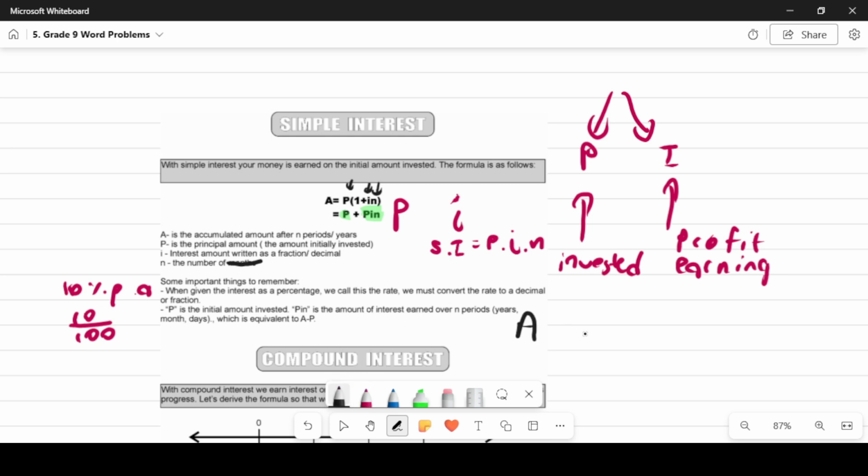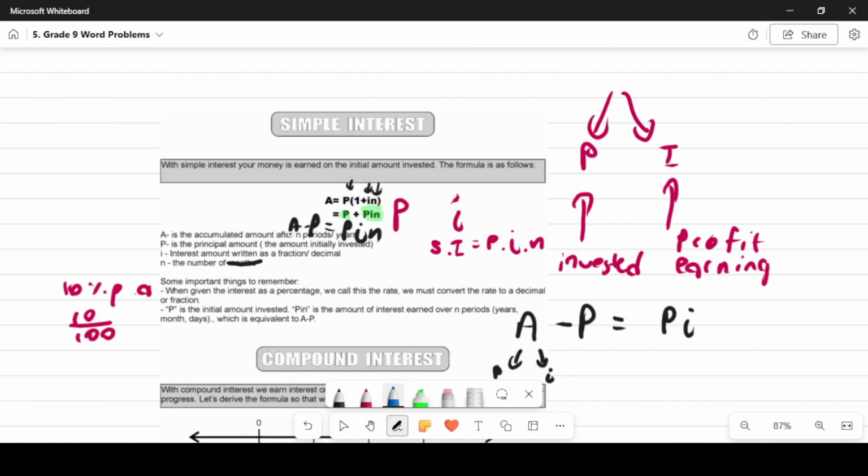So if A is the amount that you earn, and P is the amount that you put into the investment, right? A is the amount you earn, and if A is P and I, therefore if you subtract P, you should get the interest amount, right? So this is equivalent to PIN. How did I get that? If I take this equation here and I subtract both sides by P, I'll get A minus P is equal to PIN, which makes sense mathematically.